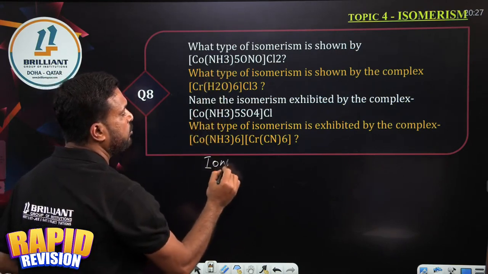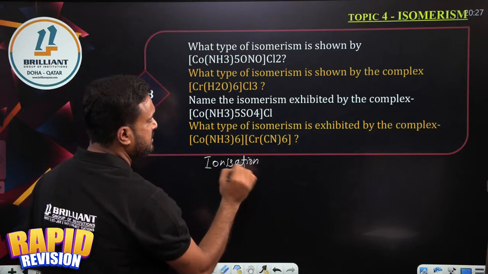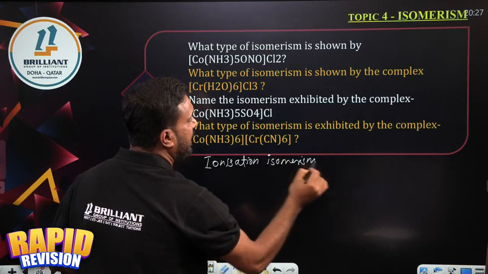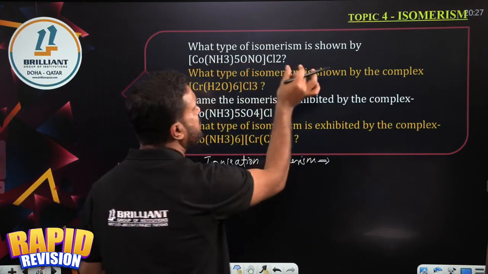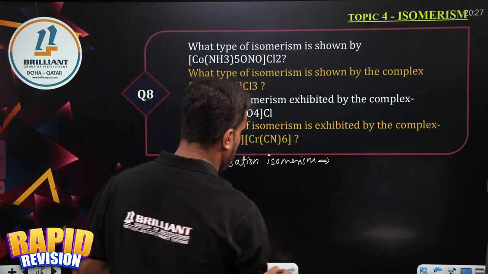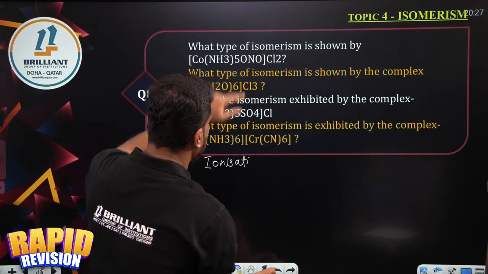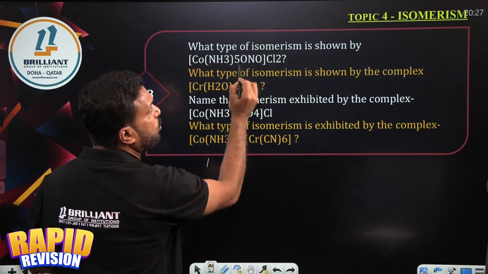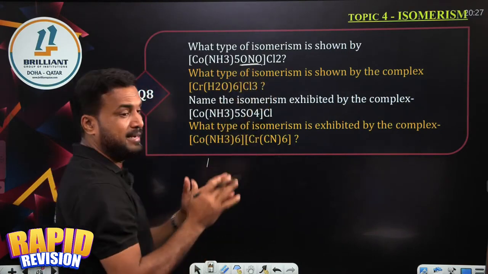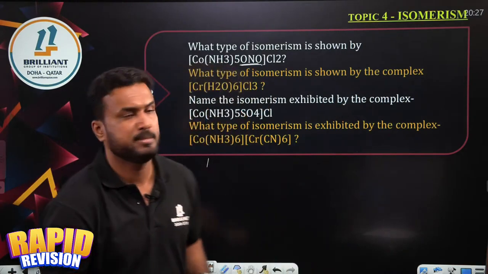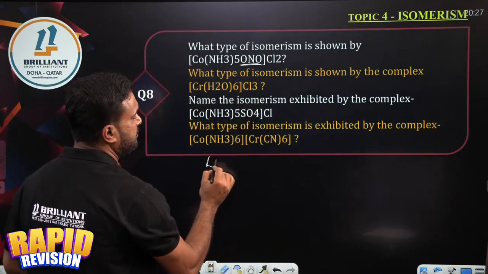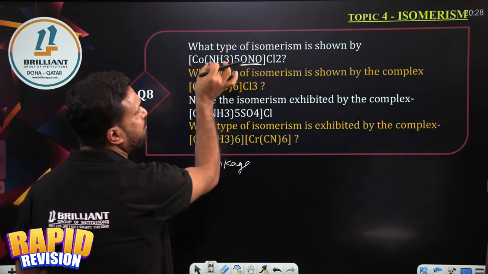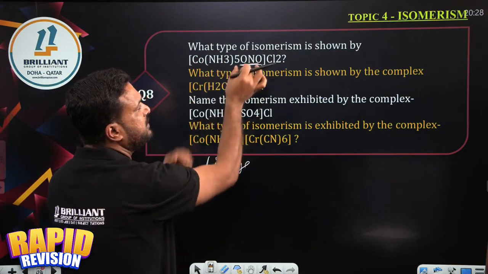Ionization isomerism. We learned 4 types of isomerism. Sorry, the first one is not ionization. The first one is linkage isomerism. Here ONO is given, which means it's an ambidentate ligand. Whenever an ambidentate ligand comes, that isomerism is called linkage isomerism. Linkage means a ligand can make a bond towards a central metal atom by using either of its donor atoms.